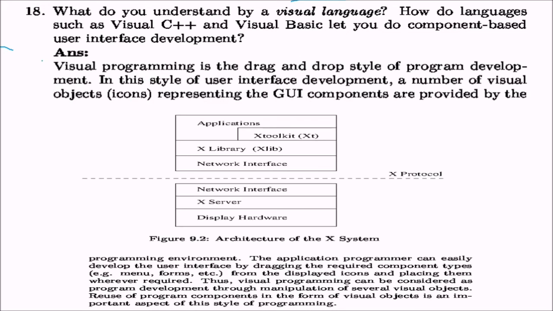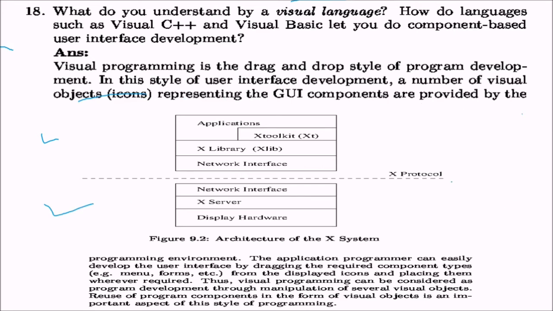How do languages such as Visual C++ and Visual Basic let you do component-based user interface development? So, visual language. What do you understand by visual language? Visual programming is an idea of dragging and dropping in program development. In this style of user interface development, a number of visual objects like icons represent the GUI components as provided by your programming environment.